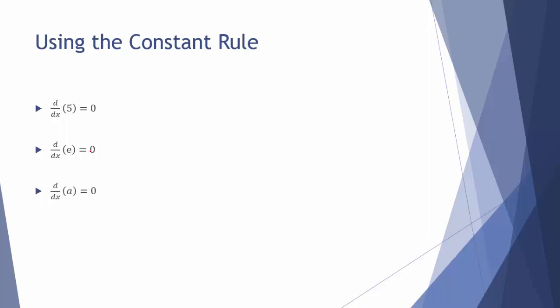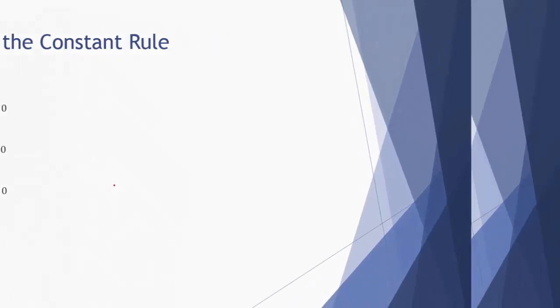The derivative with respect to x of a. Notice I didn't tell you what a is, but as soon as you see that this derivative is with respect to x, a is a constant, so its derivative will be 0. So that's the constant rule.